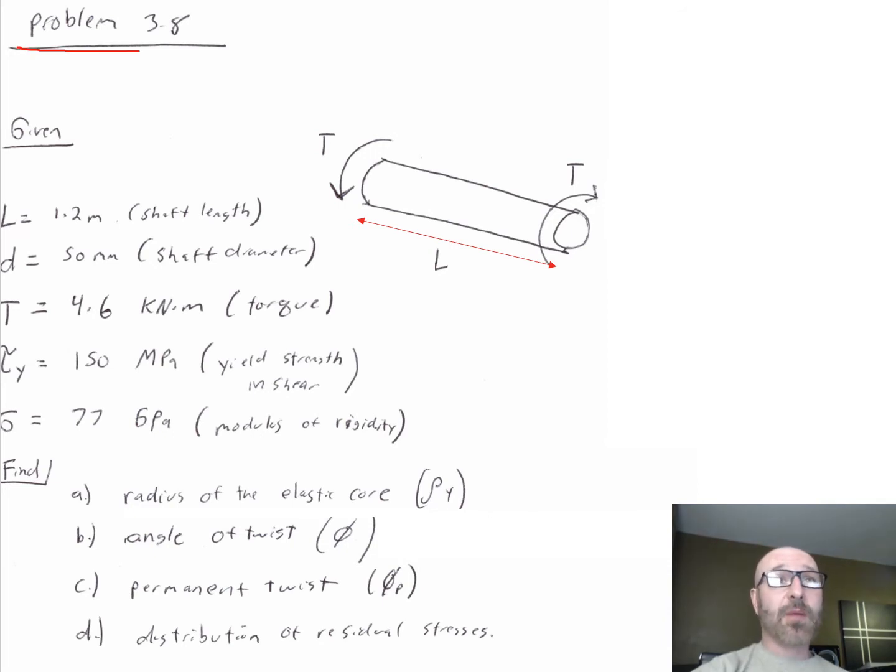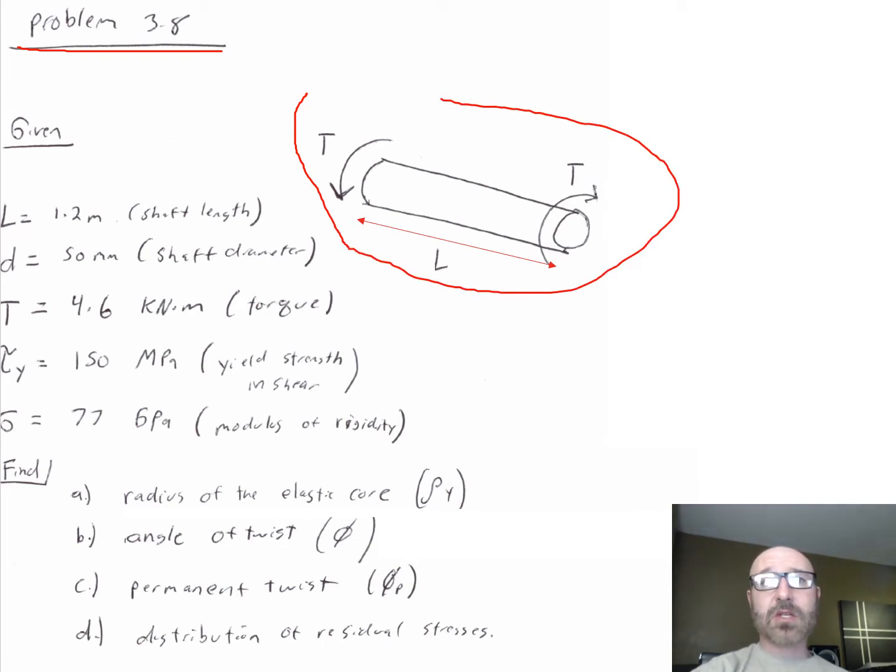Okay, I say this is problem 3.8. Here's a simplified version of my given diagram over here. I have my two torques applied at the ends of my length L. Now you can notice what I did is I took that initial diagram that they had. I no longer have my values in it. I've just replaced them with my torque and my length L right there.